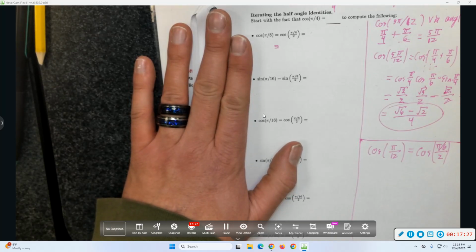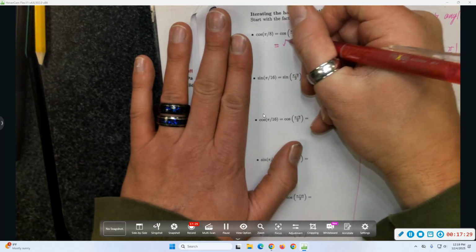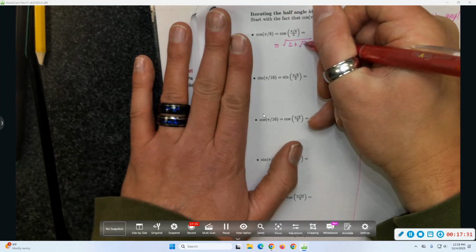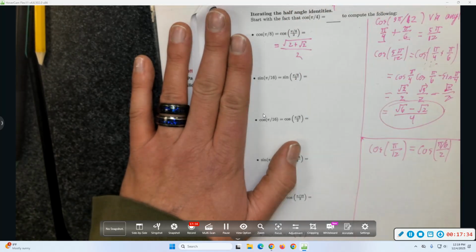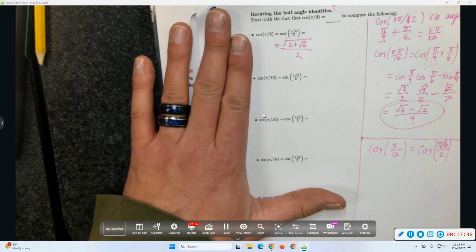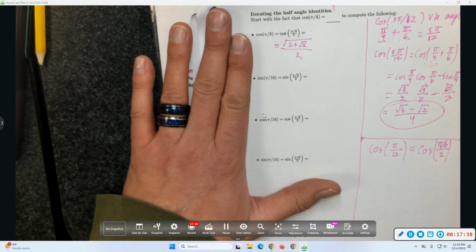Just flip back to the previous page. The square root of 2 plus the square root of 2, divided by 2. Nice. The parentheses that you never actually pronounce are pretty important in what order they show up in. But yeah, that's right.